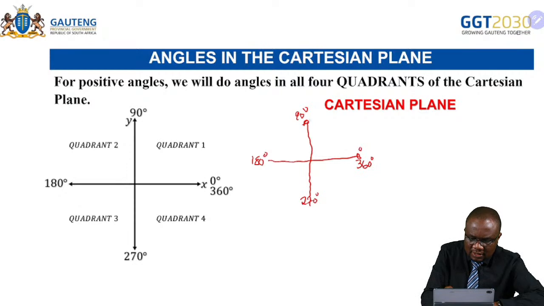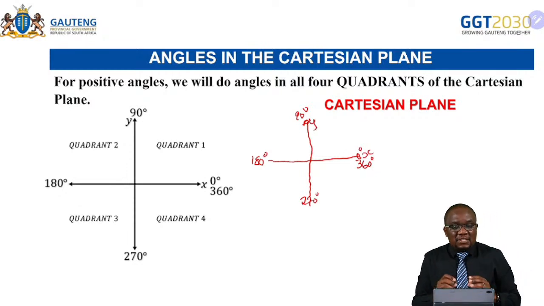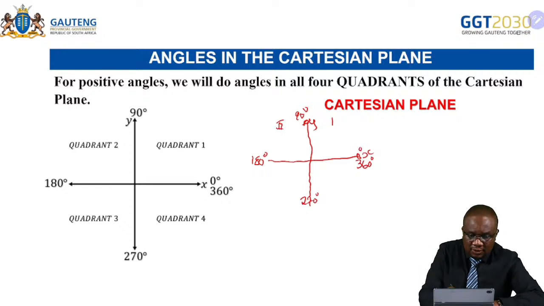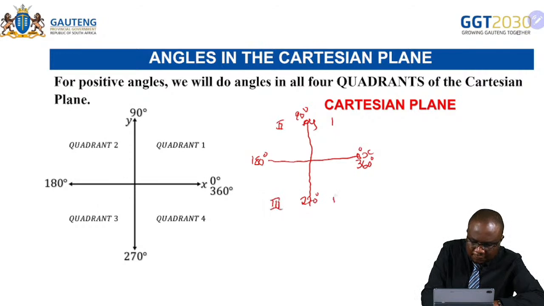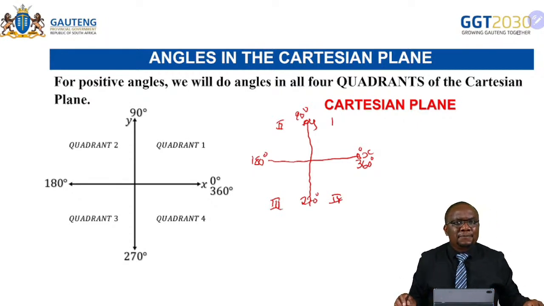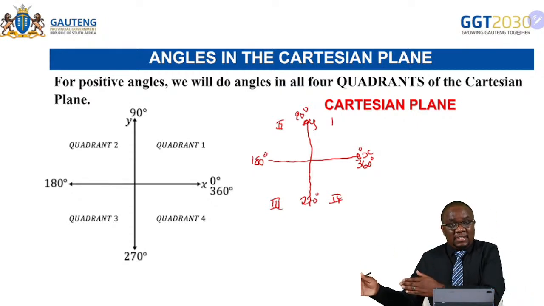Okay, and then this is y, this is x. Right, so this is the first Cartesian plane. You can even write this is quadrant 1, quadrant 2. You see, we're going anti-clockwise. Quadrant 3, quadrant 4. We're going anti-clockwise. Right, let's go to our second diagram on the right.